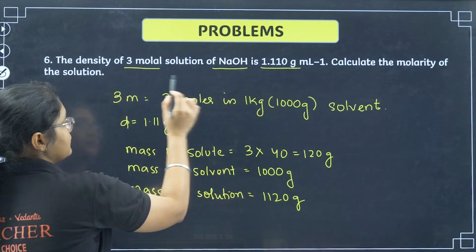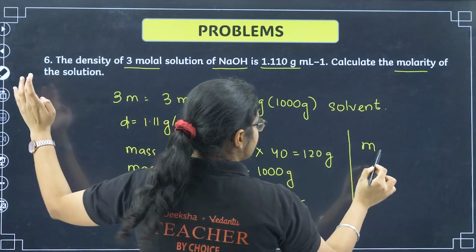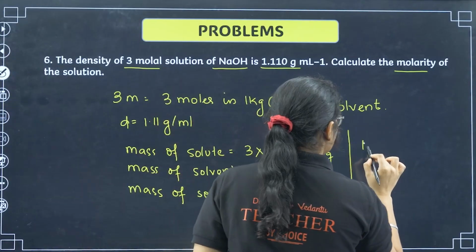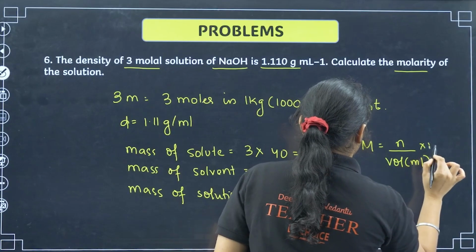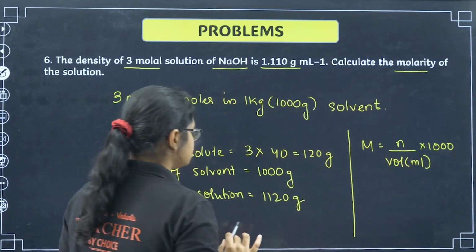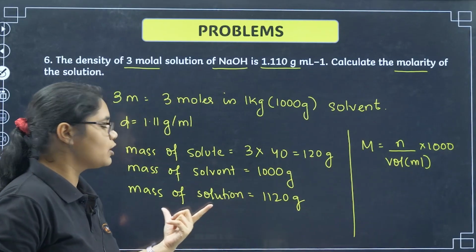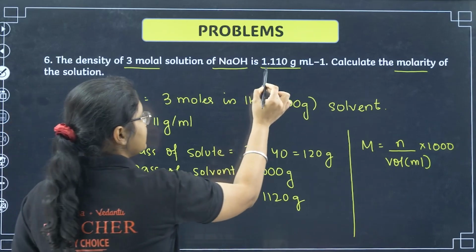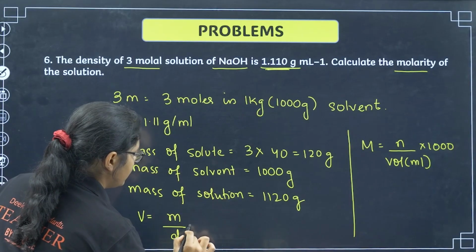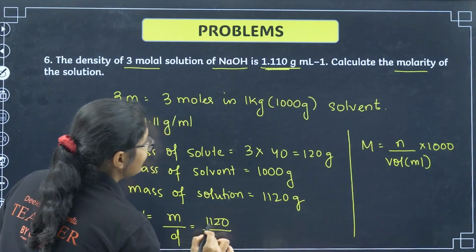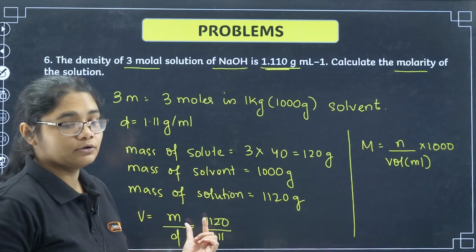I have to calculate what? Molarity. So for molarity, what is the formula? It is capital M, right? The formula is number of moles by volume in ml into 1000. So number of moles here is basically 3 moles, but we want volume. I have only got mass of the solution, but I am also given the density of the solution. So can I calculate volume of the solution? Mass by density, right? So mass is 1120, density is 1.11.